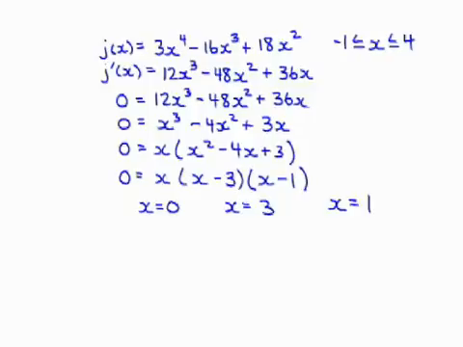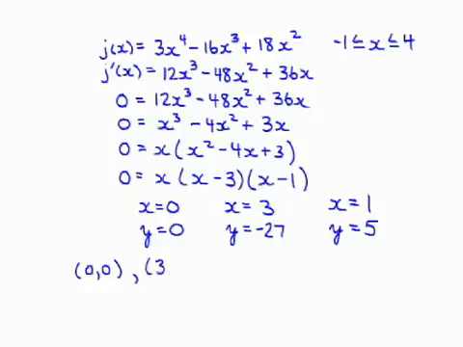Then we must find the corresponding y coordinates. When x is equal to 0, the corresponding y coordinate is 0. When x is equal to 3, y is equal to -27. When x is equal to 1, y is equal to 5. Those corresponding y coordinates were found by using the original function, j of x. So what we now know is that we have three critical points: (0, 0), (3, -27), and (1, 5).